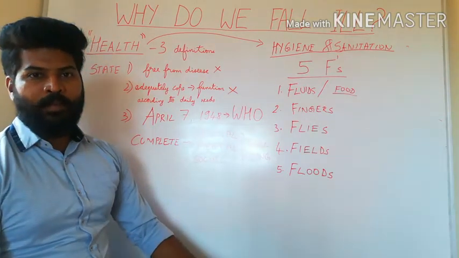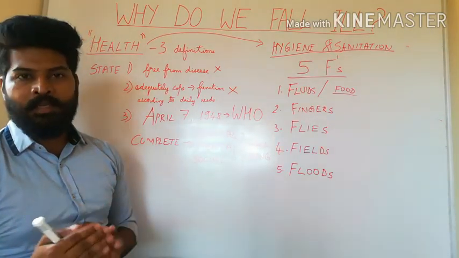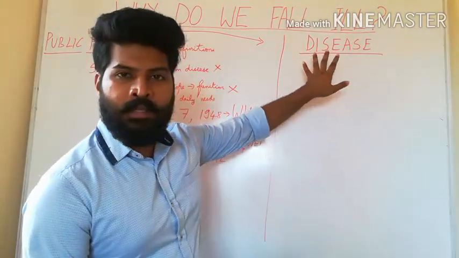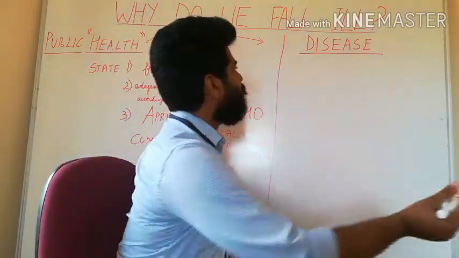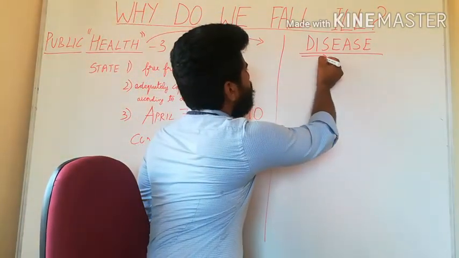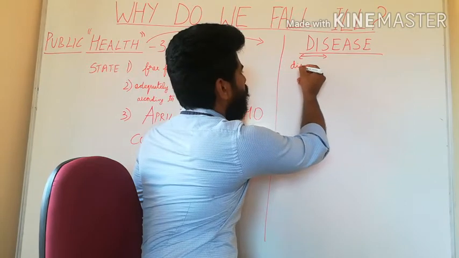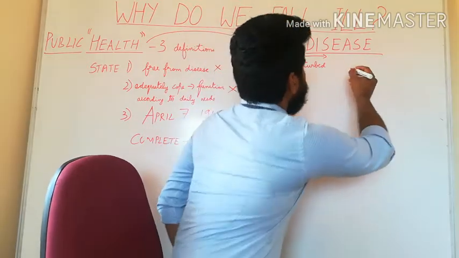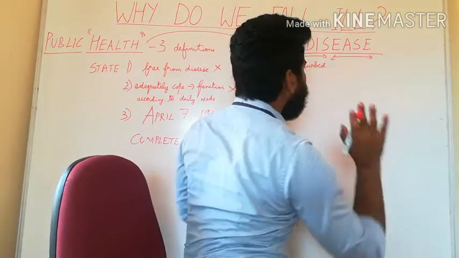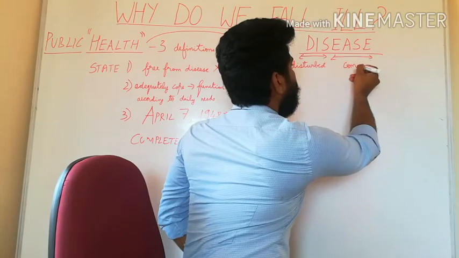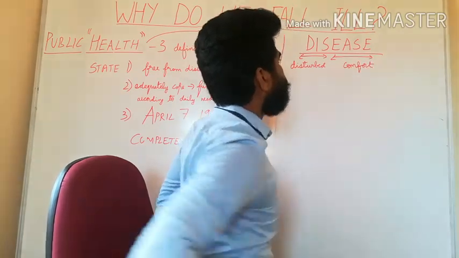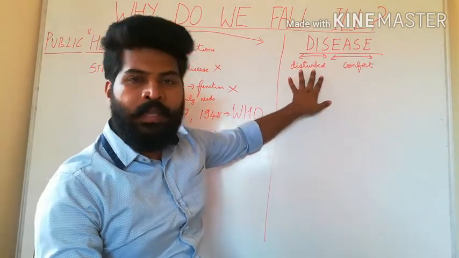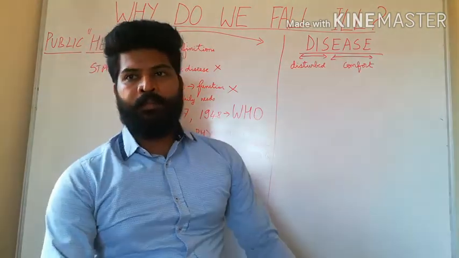Next topic, which is interconnected with health, that is disease. When we look at the word disease, if we split this word, dis is disturbed and ease is to be at ease, to be comfortable. Disease in simplest form can mean disturbed ease or disturbed comfort.